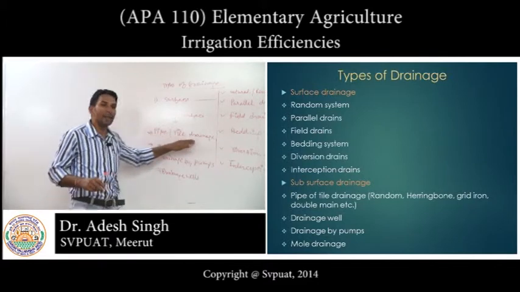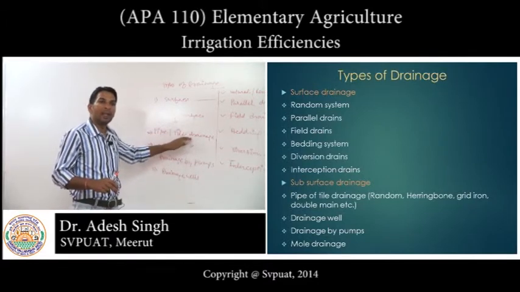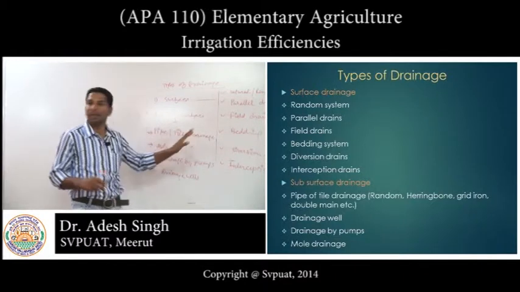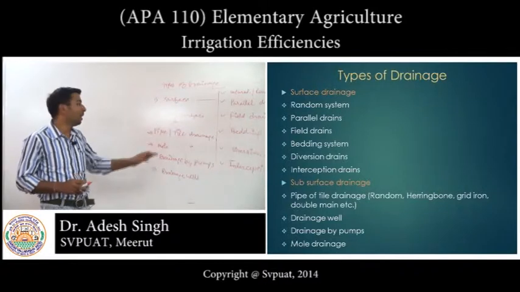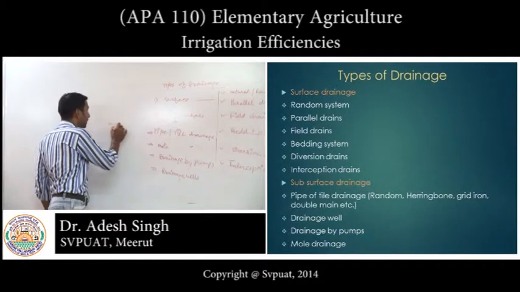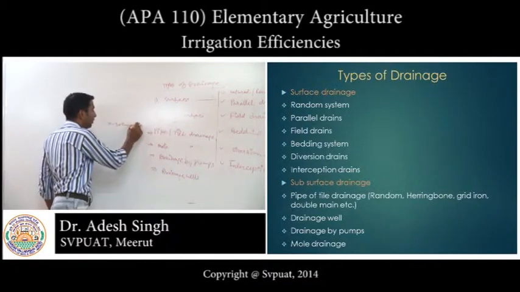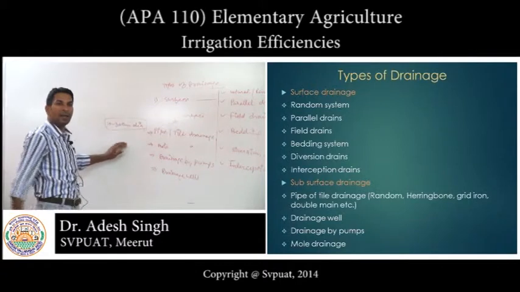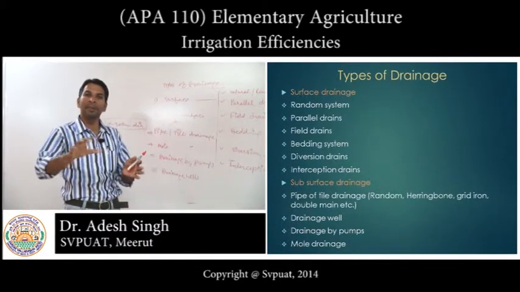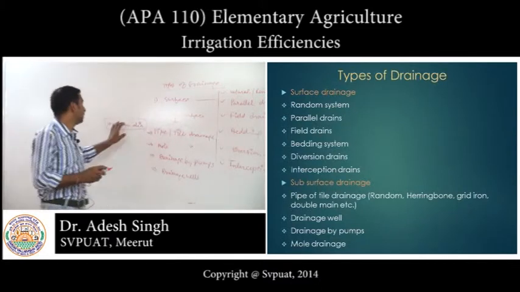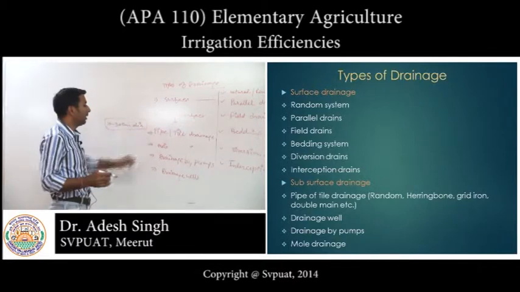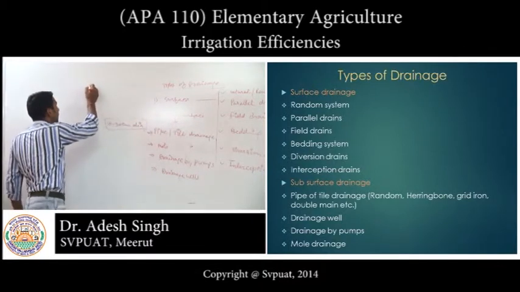If pipelines or tile lines are used in draining the water, this is known as pipe or tile drainage. And the diameter of the pipe or tiles is between 10 to 30 centimeter, or this much diameter pipeline or tile lines is used to remove the excess water within the root zone. And the layout of these pipe or tile drainage is of different kinds.